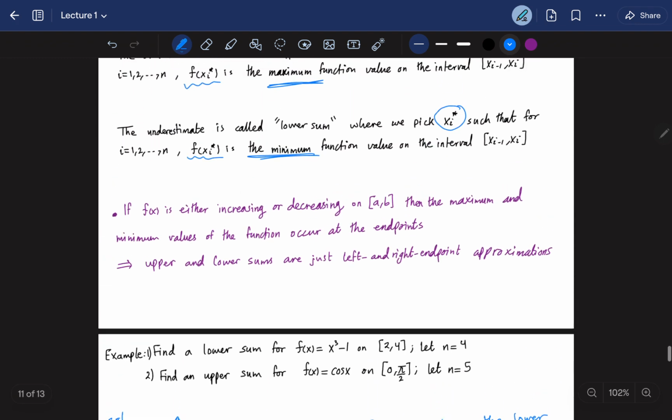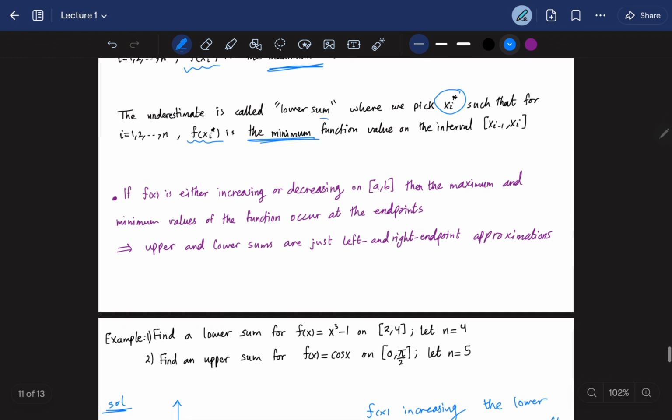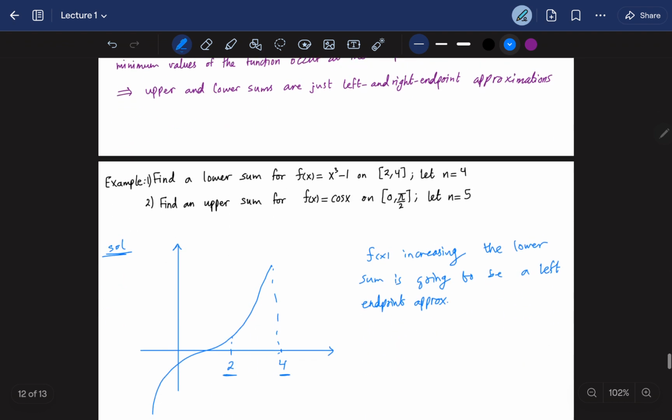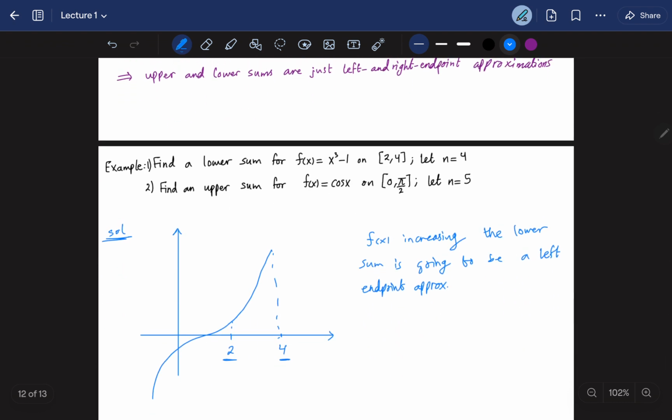So let's look back here. We said the lower sum takes a minimum. And since the function is increasing, the minimum is always going to be the endpoint to the left. So 2 is my minimum. Because my function is increasing, the values of f only increase as I go up to 4. So my minimum is 2, which means I'm going to take a left endpoint. So that's why I'm doing a left endpoint approximation.